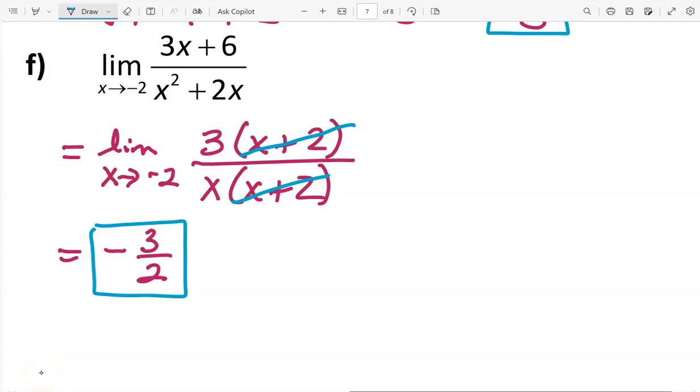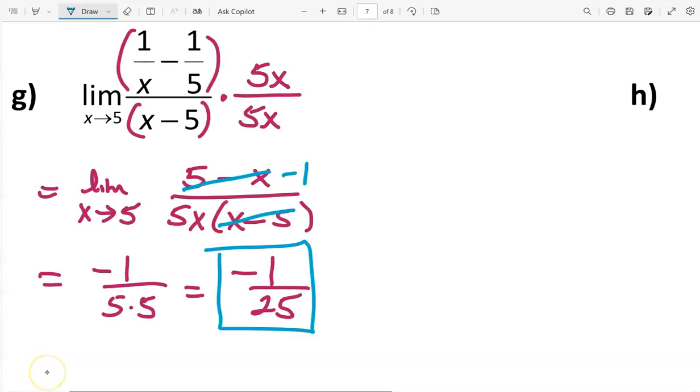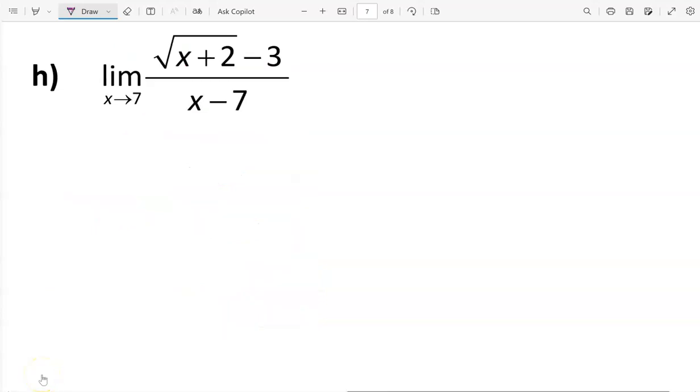For F, we can cancel factors of x plus 2 and now have a function without a discontinuity at x equals -2, and then just find its function value. Now pause the video while you try G on your own. For G, we can multiply by the least common denominator 5x over itself, and then cancel common factors and replace x with 5. Now pause the video while you try H.